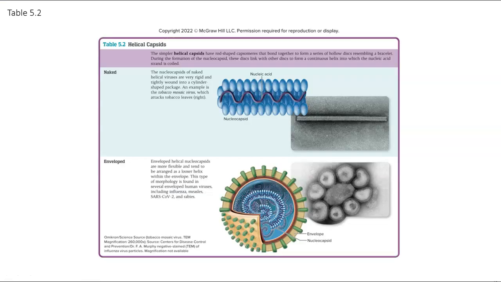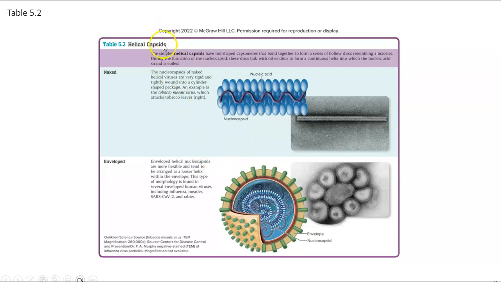Here's some pictures from your books just showing you some variations on the different capsids. Here's a helical capsid, and there it is, tobacco mosaic virus. It's elongated. It's got the nucleic acid inside. Remember, nucleocapsid means the capsid plus the nucleic acid.